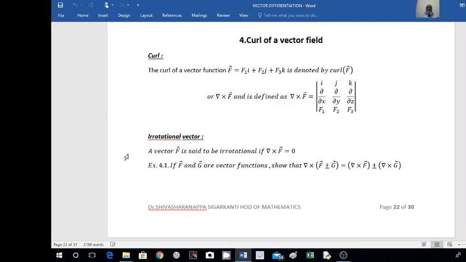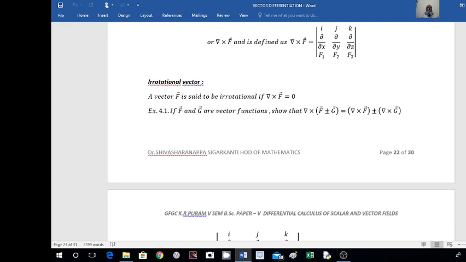Okay. Now, the vector function f is said to be irrotational if the curl of f equal to 0, that is del cross f is equal to 0. Now we go for some properties of this curl.